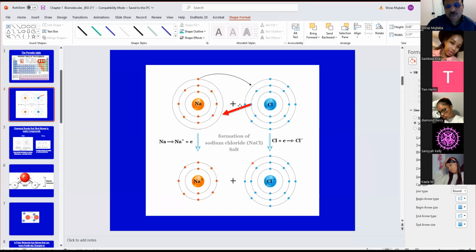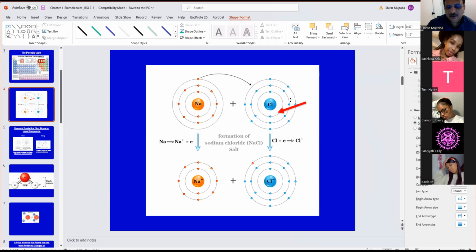Now pay attention. I don't want to go into the details of the chemistry, but I want you to focus on this electron. This is the nucleus of sodium, and around the nucleus of sodium, there are electrons revolving. If you see the outermost orbit of sodium, there is only one electron here. Now, let's go to the chlorine atom.